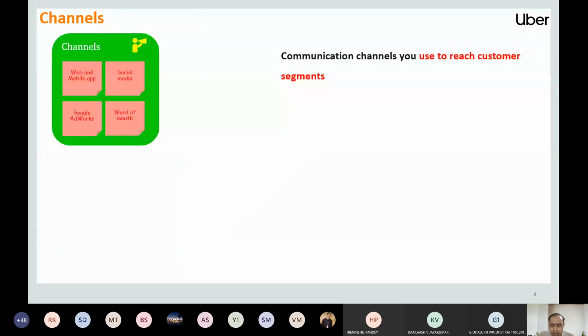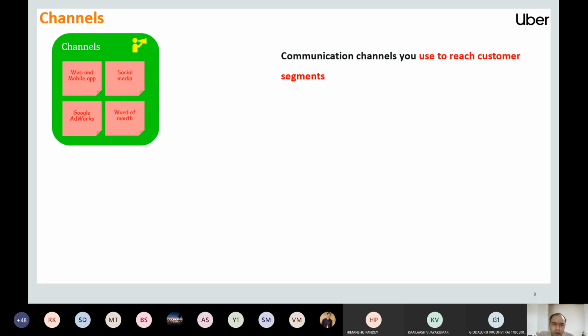Next, channels. How are you going to reach your customers? That is again a very important thing, because a company like Uber doesn't want to invest more money on advertisements. It may vary from product to product. In this case, Uber should develop a web page and a mobile app, and then circulate promotion messages on social media.